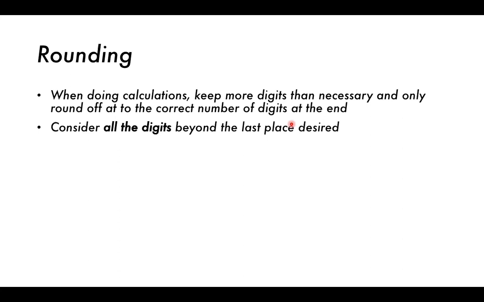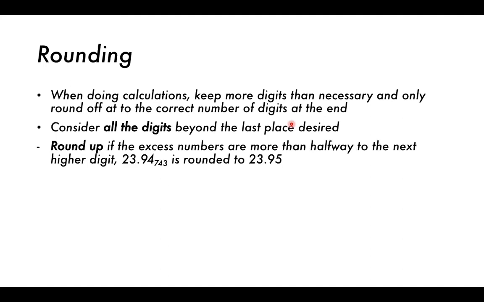So at the end, whenever we're about to report our final answer, we'll want to consider all the digits beyond the last place desired. So say we have 3 significant figures, that will be after the 3rd significant figure. So the 4th digit and beyond will be used to consider the final answer. So we round up if the excess numbers are more than halfway to the next higher digit.